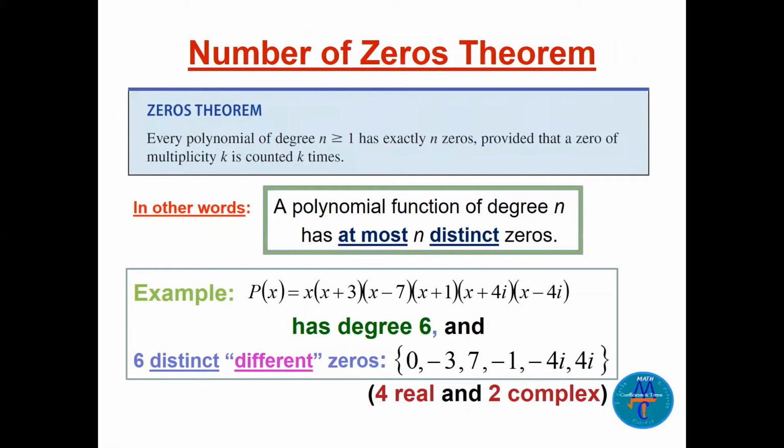Now the number of zeros theorem: a polynomial function of degree n has at most n distinct zeros. So the maximum number of distinct, which means different, zeros. The maximum we can have is the same as the degree. So if we look at this simple example here, x plus 3, x minus 7, x plus 1, x plus 4i, x minus 4i, we see that the degree here is 6, and these are the zeros. So there are 6 zeros because all of them are distinct or different, 4 real and 2 complex.